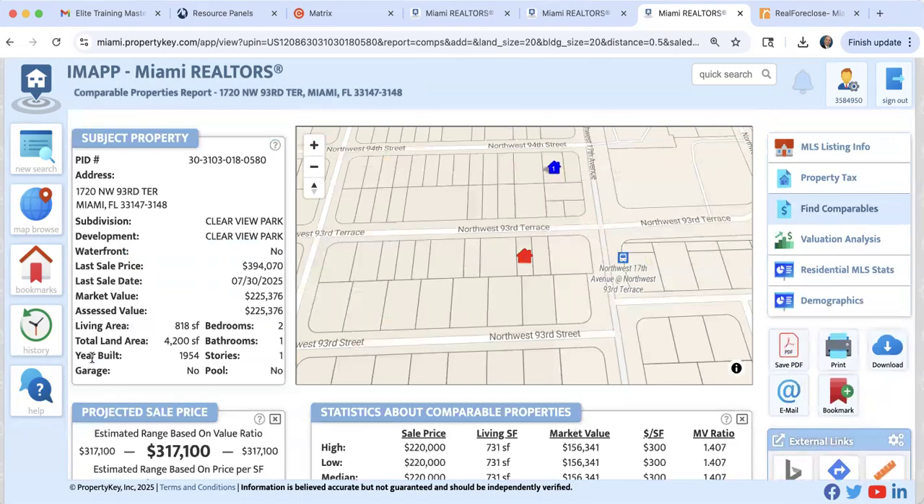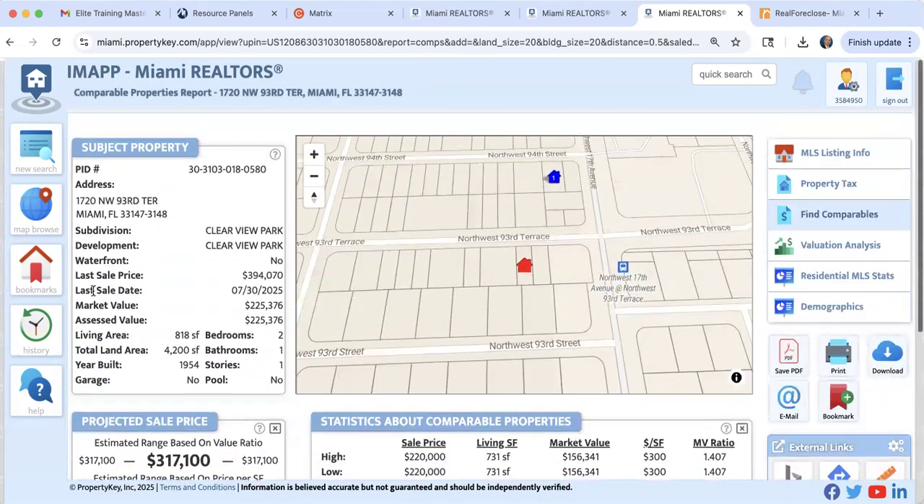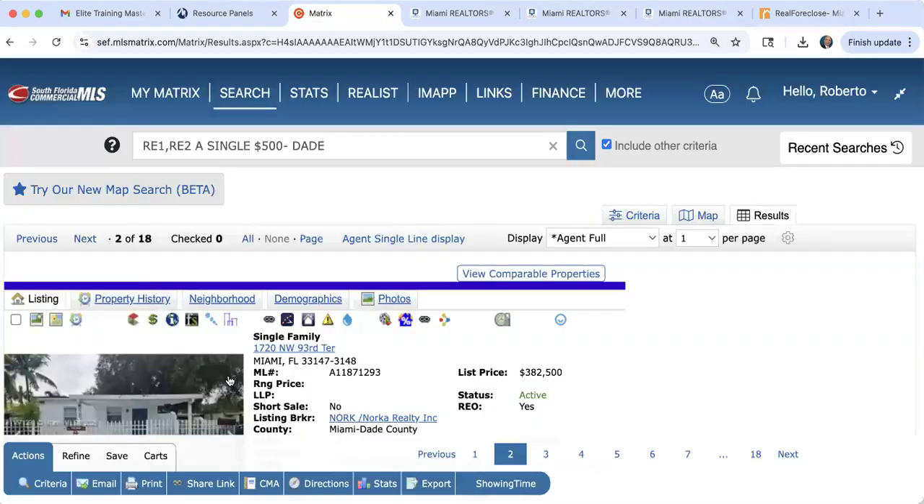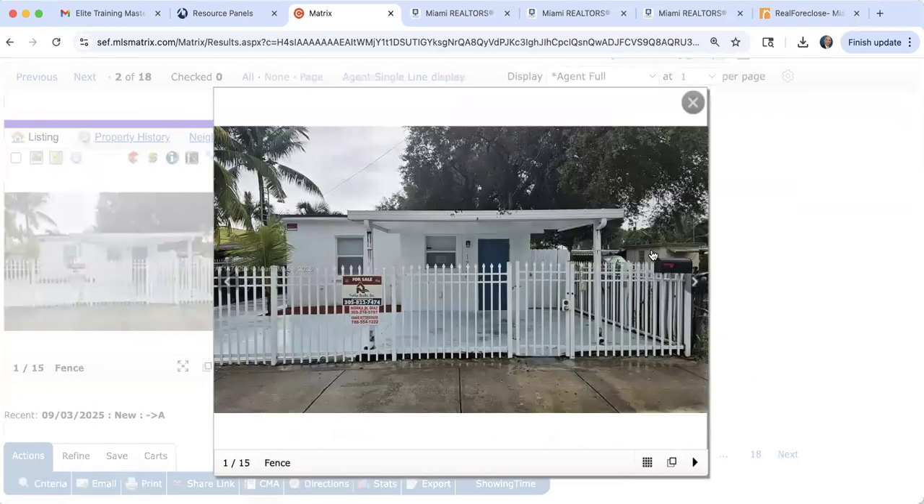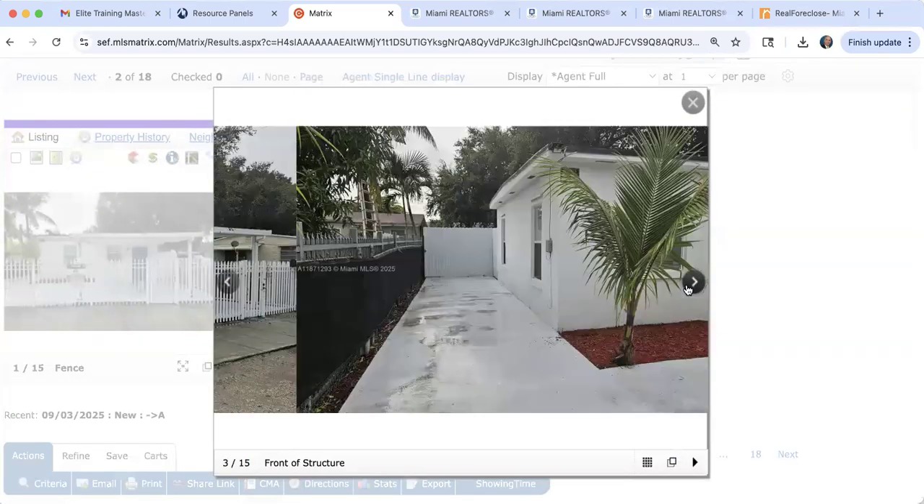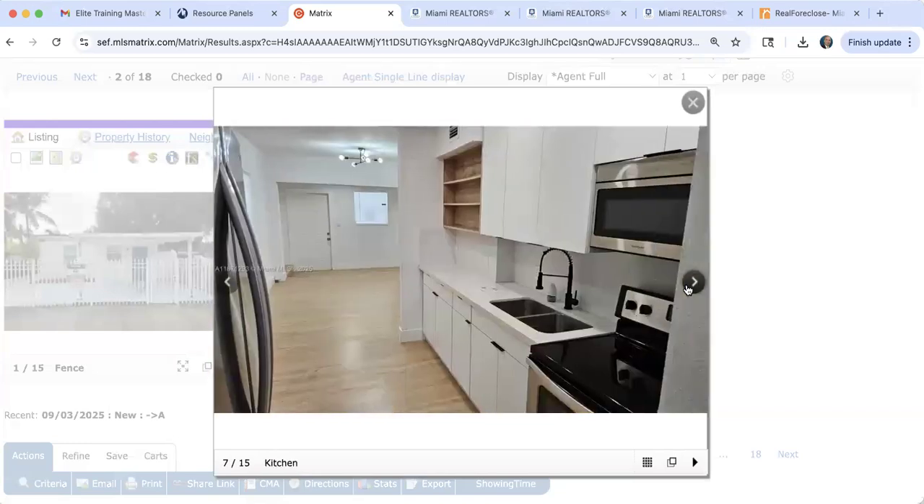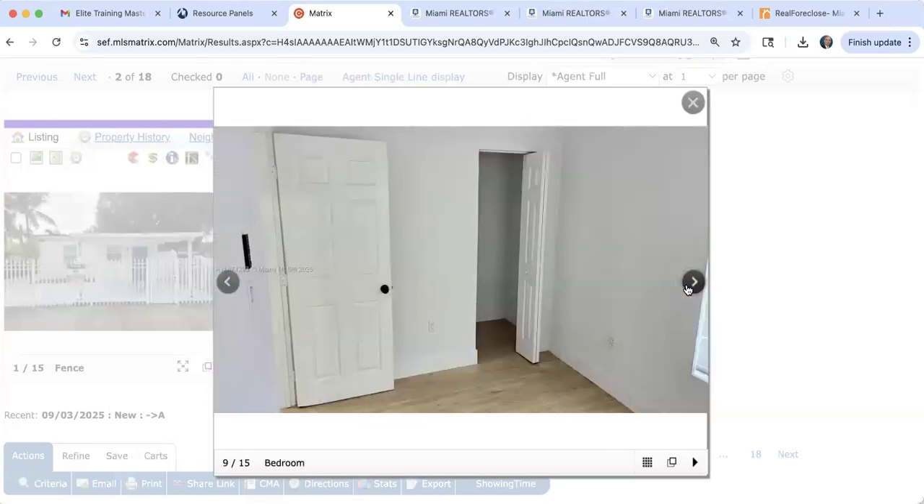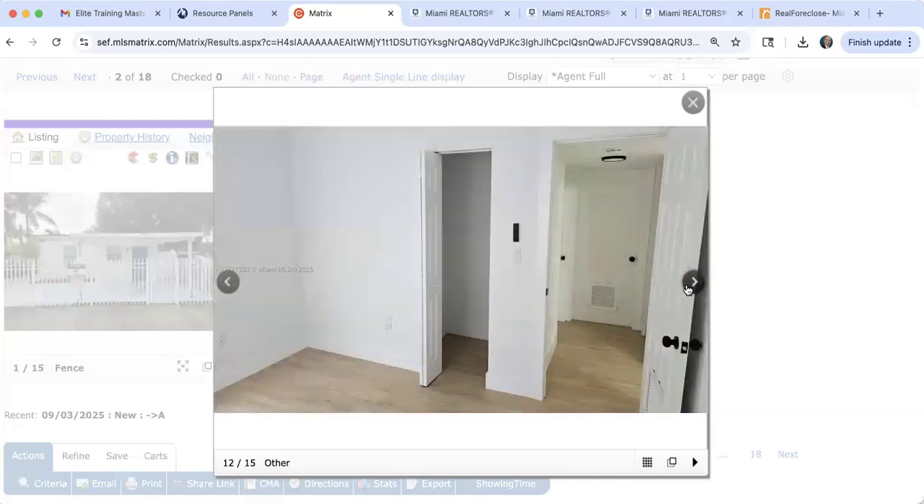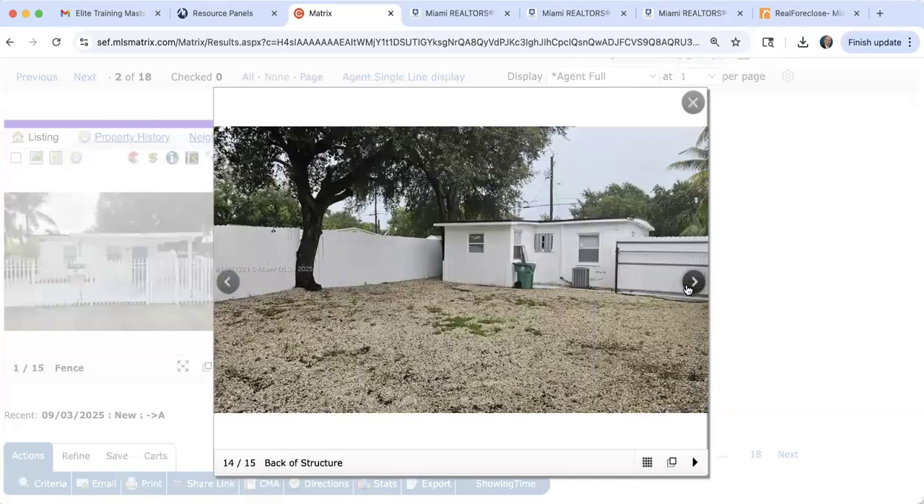I would not consider this a good opportunity. Unfortunately, we're looking at a house that is 382. Now, let's take a look at the inside of the house. As you can see, the house has been renovated. So this is an actual foreclosure that was renovated.